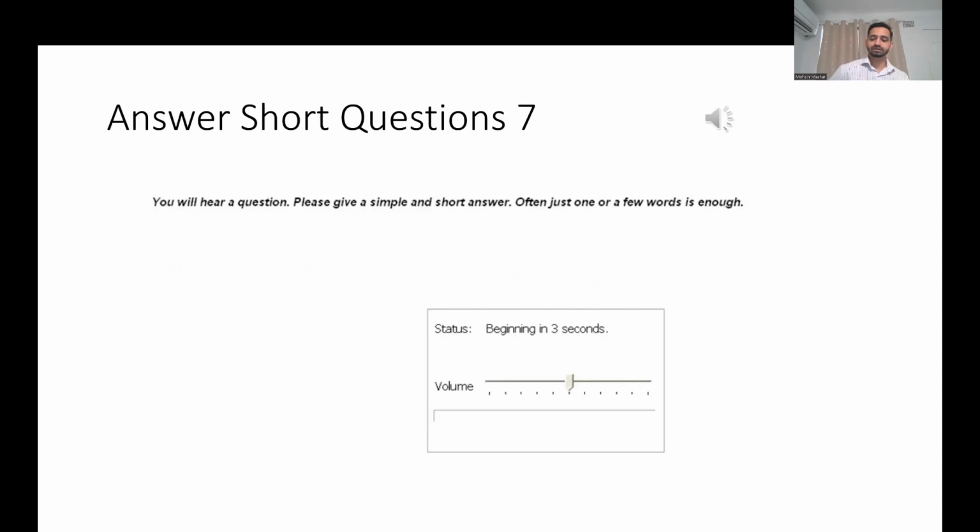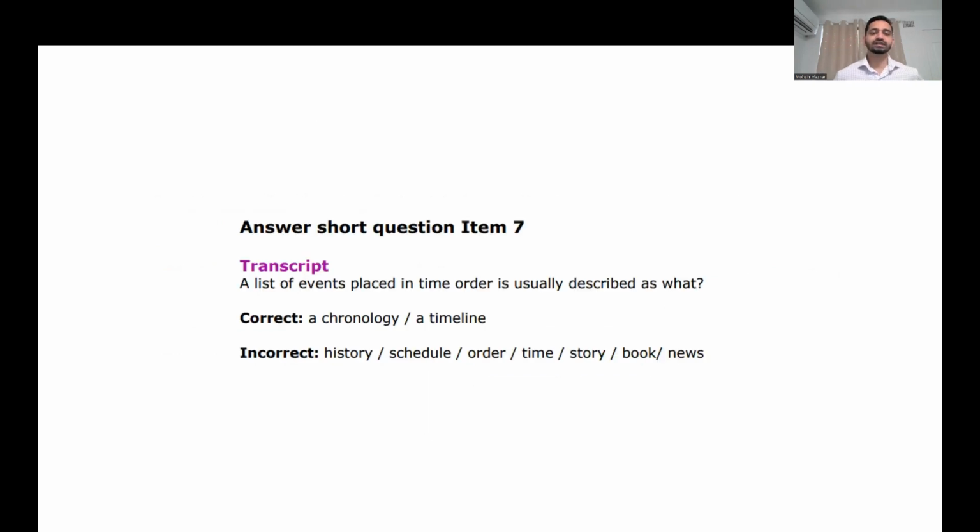Okay, moving on. A list of events placed in time order is usually described as what? The question is, a list of events placed in time order is usually described as what? So it gives you a context. Here, the important thing is context and also the words described as what. It doesn't give you any options, so you really have to think about a list of events placed in time order. If it's placed in time order, what is it?